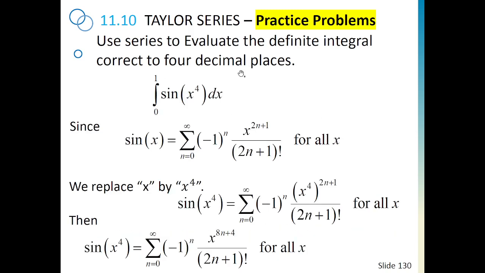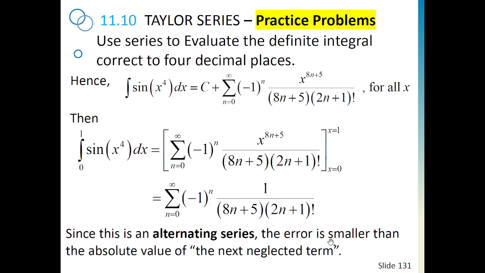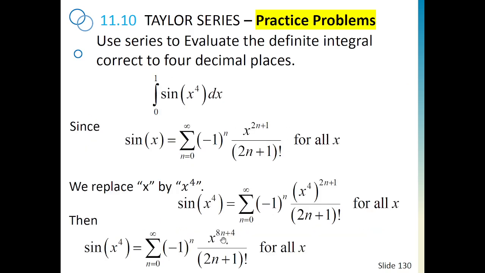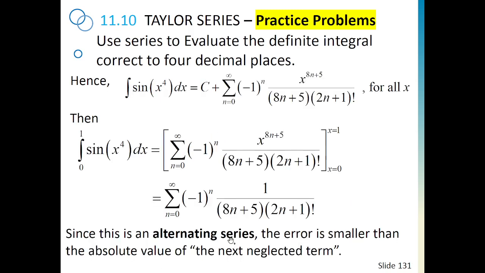Another example: sine of x to the power 4, integral between 0 and 1. Again, they want 4 decimal places. So I remember the series for sine x, and then I replace x by x to the power 4. I get the series, and I integrate it term by term, obviously. Here we had x to the power 8n plus 4. The integral will be x to the power 8n plus 5 divided by 8n plus 5, plus a constant. Then I evaluate the series between 0 and 1.